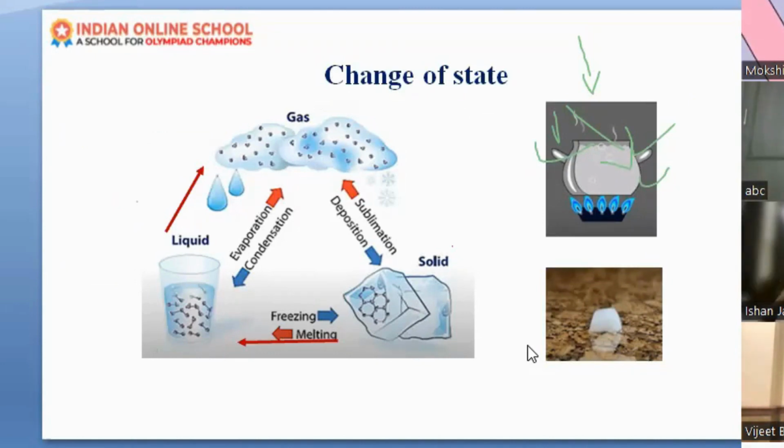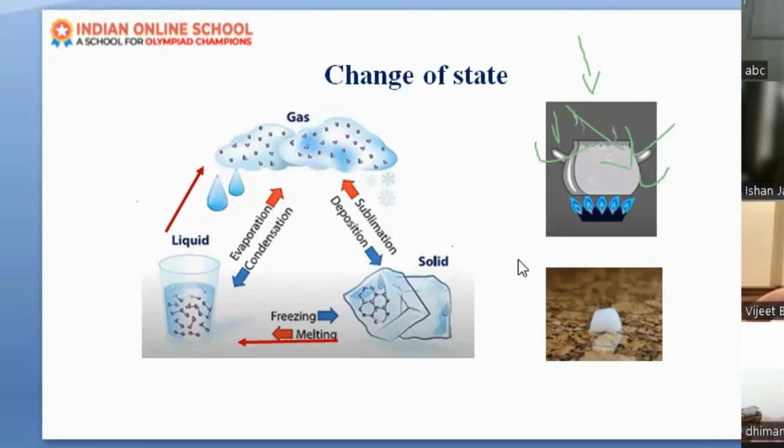That is called naphthalene balls. Exactly. Ma'am, how is that possible? Okay, why are we using naphthalene balls? Who will tell me about naphthalene balls? Yes, Ishan Jain. Ma'am, to keep away insects. Exactly, to keep away rodents or insects from our house, as you said.